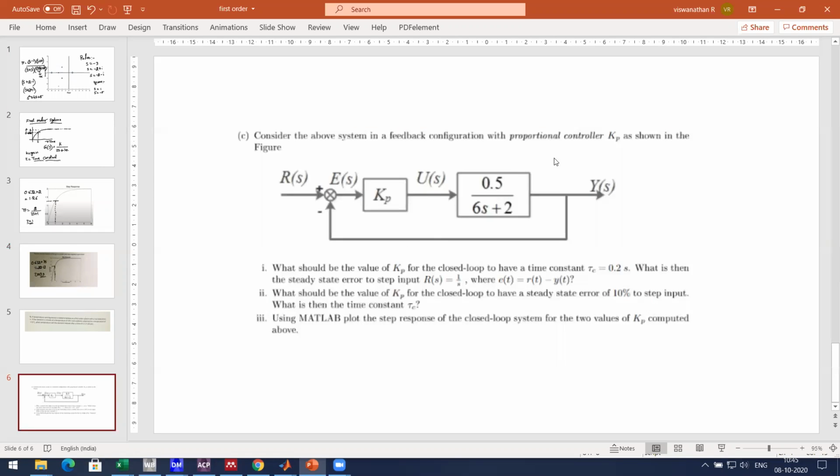In this, this is a closed loop feedback system. Just take only this one, 0.5 divided by 6s plus 2. What is the time constant for this? Tau is equal to how much?